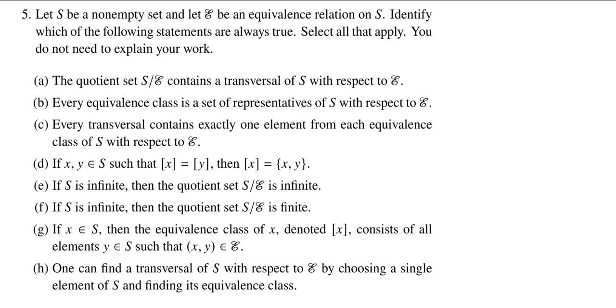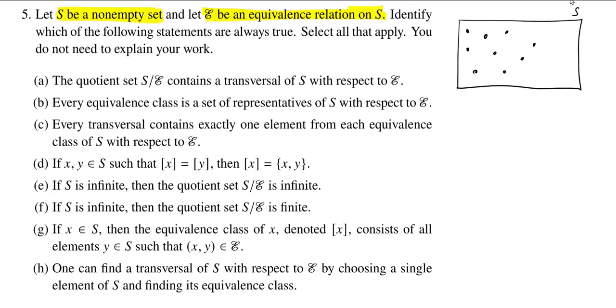So the first statement, the quotient set S mod E. What are S and E here? It tells us up at the top that S is some non-empty set, and E is an equivalence relation on S. Now pictorially, what are we talking about here? I might have a set S, which I'll draw with a rectangle here, and inside S, I have some points. These are elements of the set S.